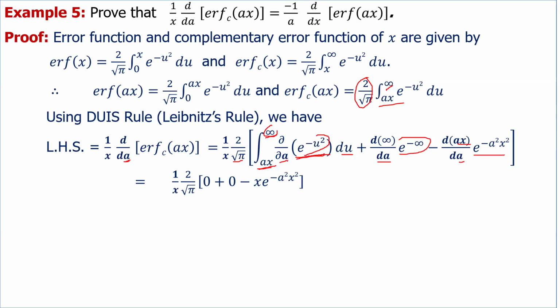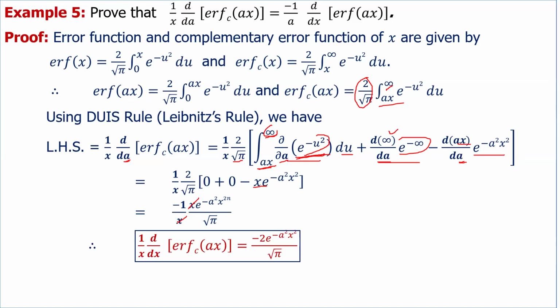So again 1 upon x, 2 upon root pi. Since this is free from a, its value will be 0, and the derivative of a constant is also 0, so the second part is also 0. Minus derivative of ax with respect to a, which is x, times e to the power minus a square x square. Simplifying, minus 1 upon x into x e to the power minus a square x square. The x and x cancel, so 1 upon x derivative of the complementary error function is equal to minus 2 e to the power minus a square x square upon root pi. This is the value of the first part.